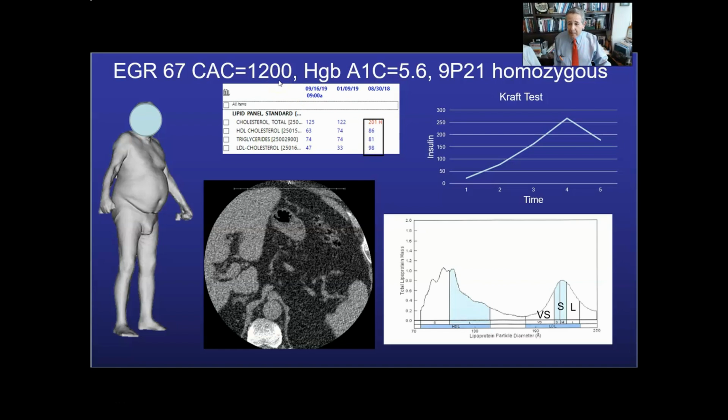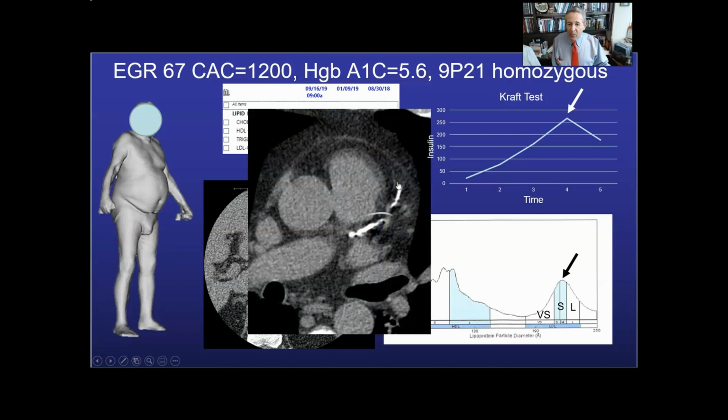And we did a Kraft test, and I know you've heard about this, by the baseline hemoglobin A1C was not in the pre-diabetic range. Close, but didn't make it, 5.6. So he had a very late and high peak of insulin, absolutely abnormal insulin secretion. And he had small LDL particles. So he had all these risk factors which were not apparent on the traditional risk factor Framingham algorithm.